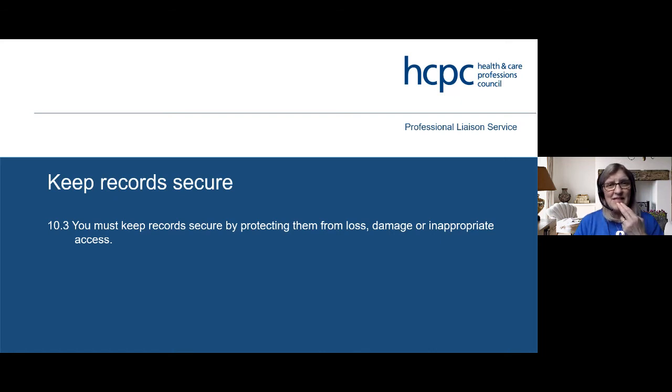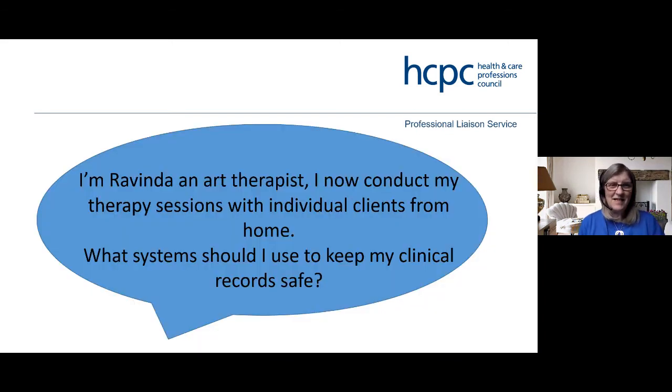I'm going to see how Grace is with the next scenario, but I can definitely do it if Grace doesn't. So Grace, this is our next scenario, and this is Ravinda, who is an art therapist, and Ravinda conducts therapy sessions with individual clients from home. We've met Ravinda before, when we were looking at confidentiality, and she was worried about using video platforms and speakers on her computer, when we were very new to doing things virtually. And Ravinda's quite concerned about what system she should use to keep her clinical records safe.